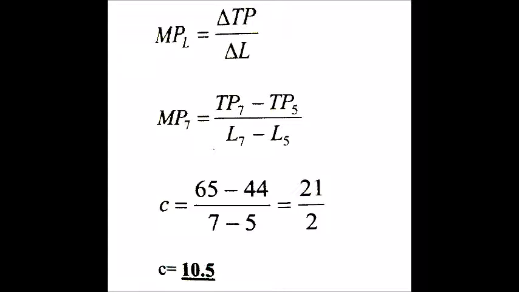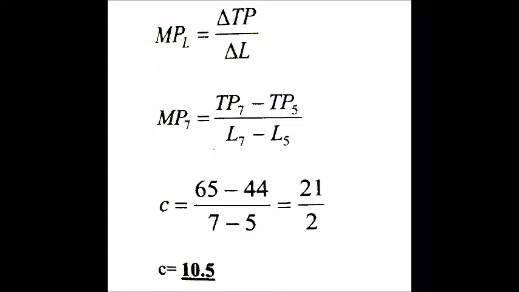So C equals 65 minus 44 divided by 7 minus 5. 65 minus 44, you get 21. Then 7 minus 5, you get 2. So 21 divided by 2, you get 10.5. That's for C. That's our final answer for C.